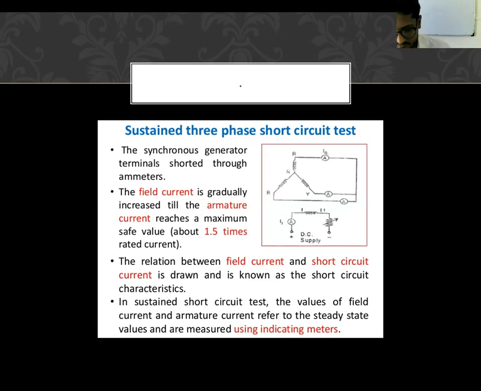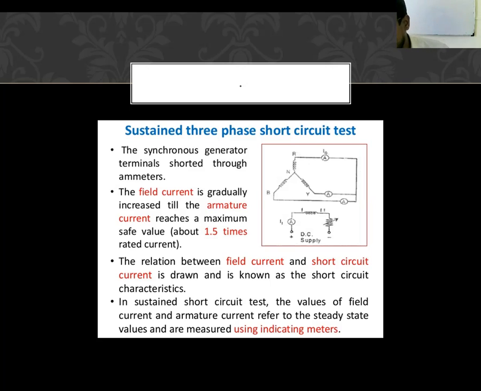Next is the short circuit test. The armature terminals are shorted through 3 ammeters. Before starting this test, the field current should first be decreased to 0 and then start the alternator. Run the alternator at synchronous speed, increase the field current slowly in steps and measure the armature current at each step. The field current can be increased to get armature current up to 150% of the rated value. Note down the field current and the average of the 3 ammeter readings at each step.